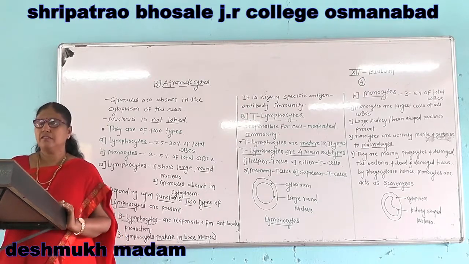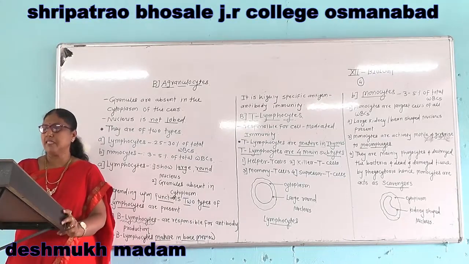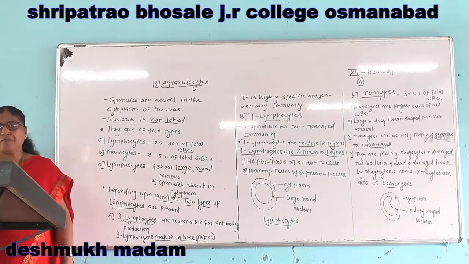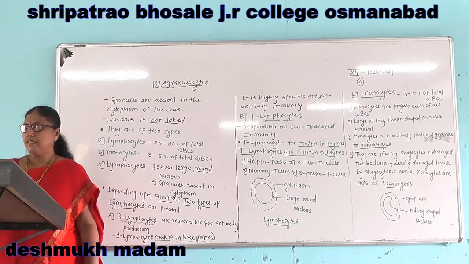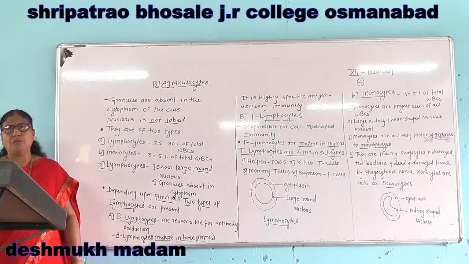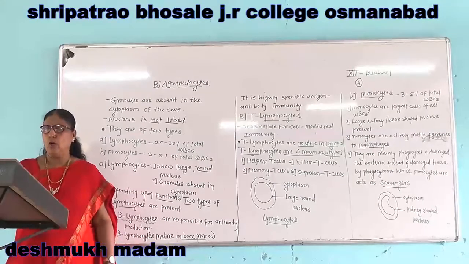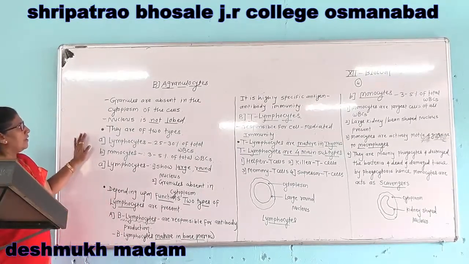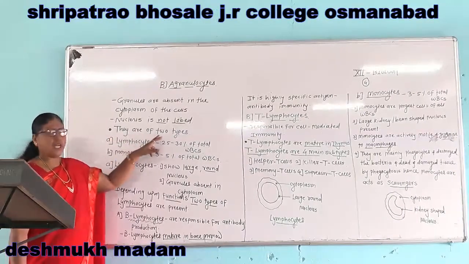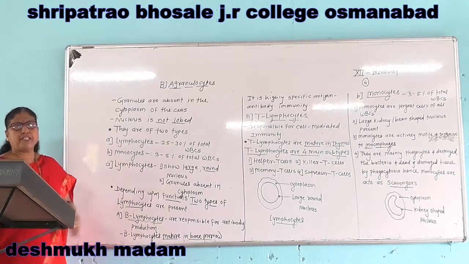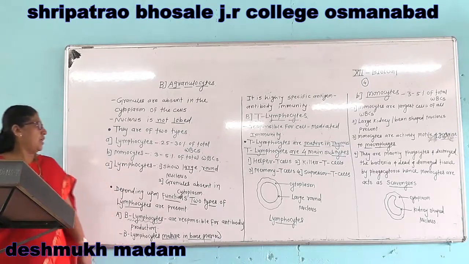Good morning students. Today we will learn agranulocytes, which are a type of leukocytes. In this type, granules are absent in the cytoplasm of the cells, and the nucleus is not lobed. Agranulocyte cells are of two types. The first type is the lymphocytes and the second is the monocytes.